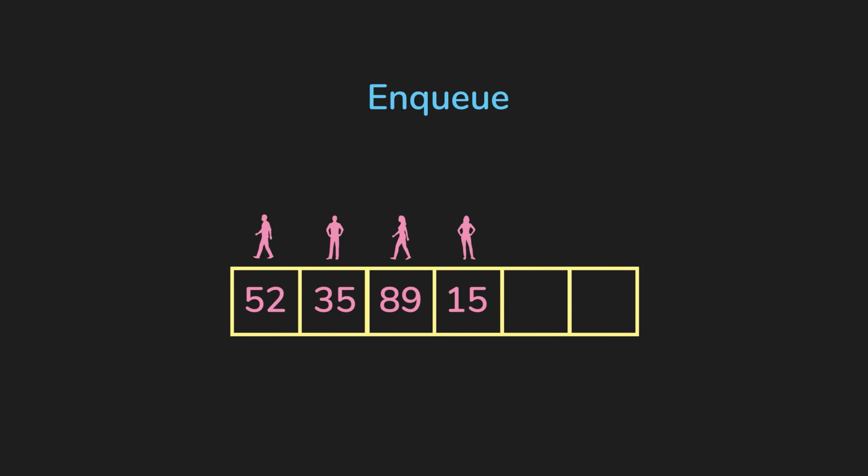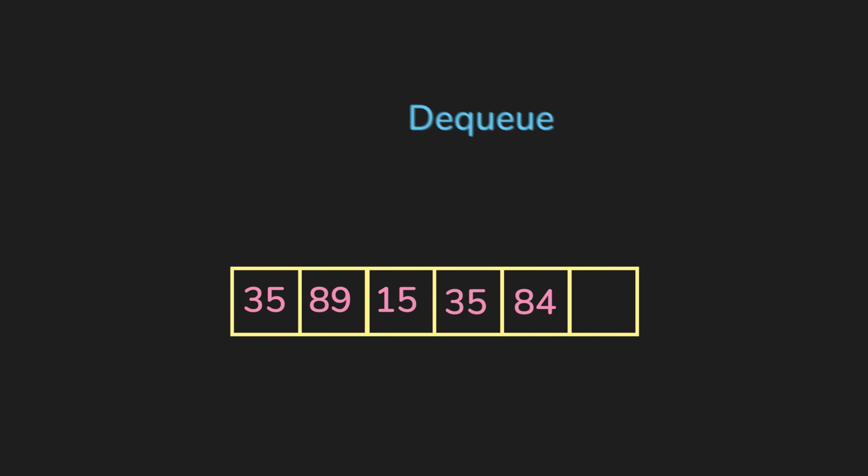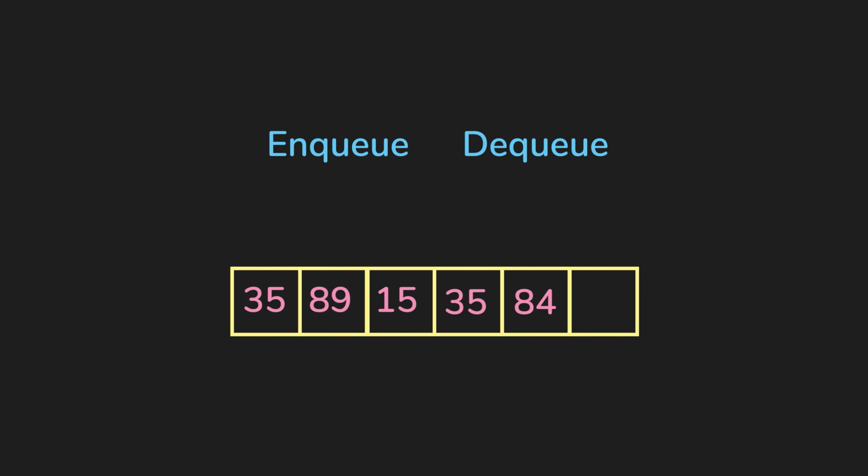NQ is when an element is added to a queue, just like when a new person stands at the back of the line. And DQ is when an element at the front comes out of the queue. These are the two main operations of the queue ADT, NQ and DQ. Now that you know the two main operations, aka the interface of the queue ADT, let's think about how to implement them.